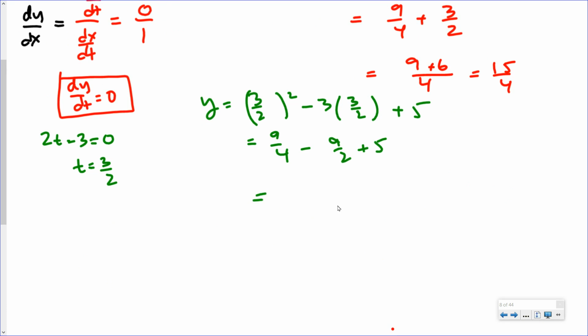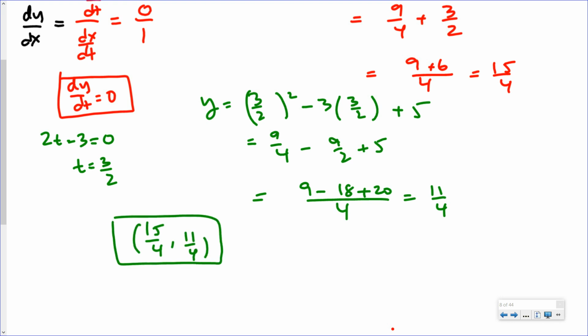Sometimes when I do fractions, I feel like you guys are just waiting for the answer. Okay, 9 minus 18 plus 20. 11 over 4. Can someone second me on that? Good. Okay, so I've got 15/4, 11/4, and that's my answer for the horizontal tangent line. You guys good so far?